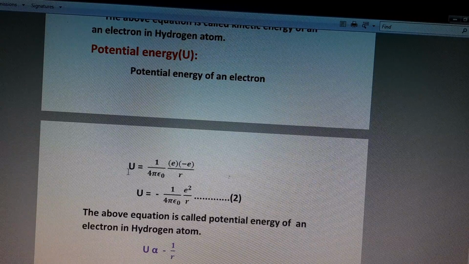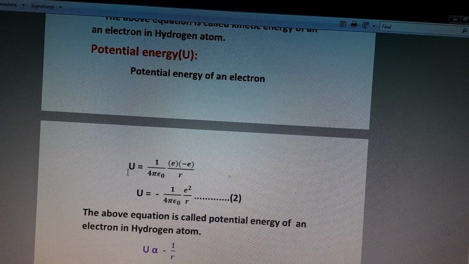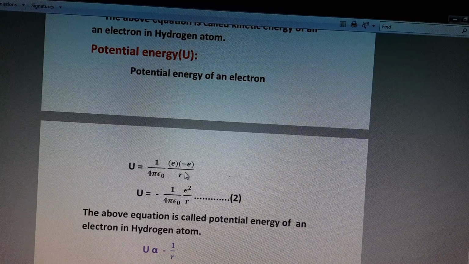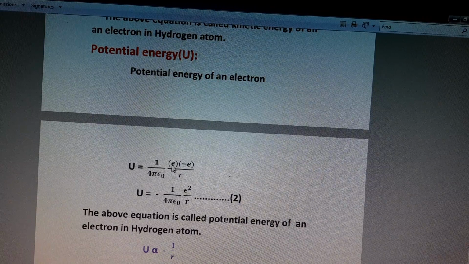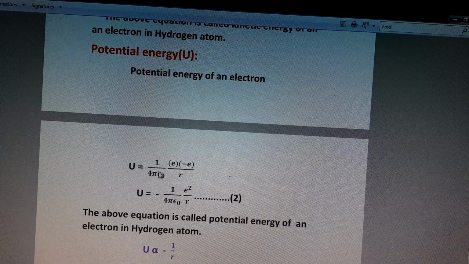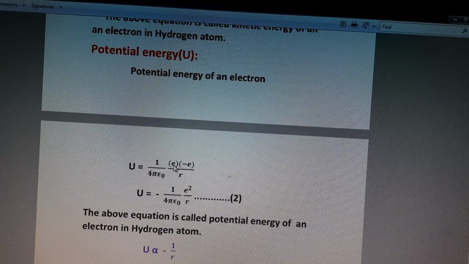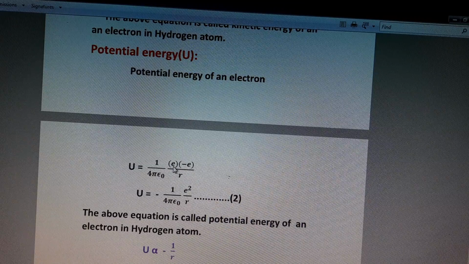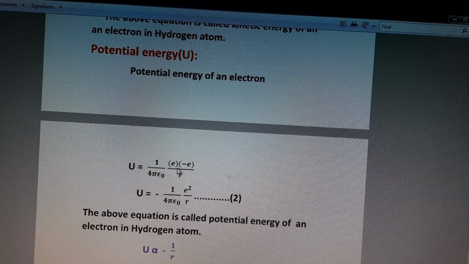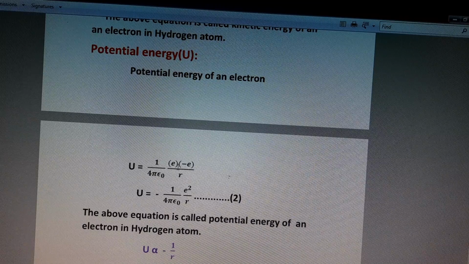This is the common equation for potential energy. According to electrostatics, Q1 Q2 can be taken as the nuclear charge and the electron charge. So U is equal to 1 by 4 pi epsilon naught, where E is the positive charge, the nuclear charge, and minus E means the electron charge, the negative charge. So E into minus E by R.